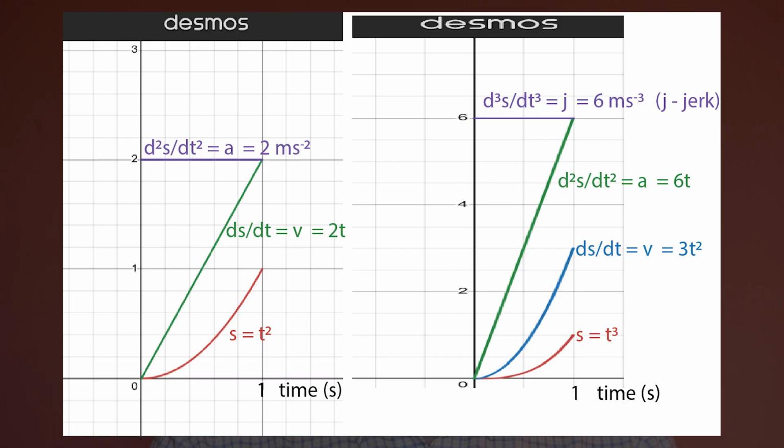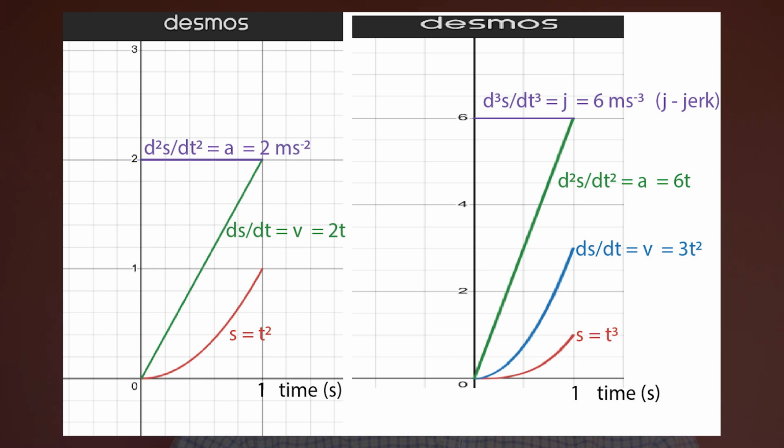So I've got these two graphs for you, so you can compare: s equals t squared and s equals t cubed. And you should find, if you compare the two, it's the s equals t cubed graph that we need for our constant jerk.